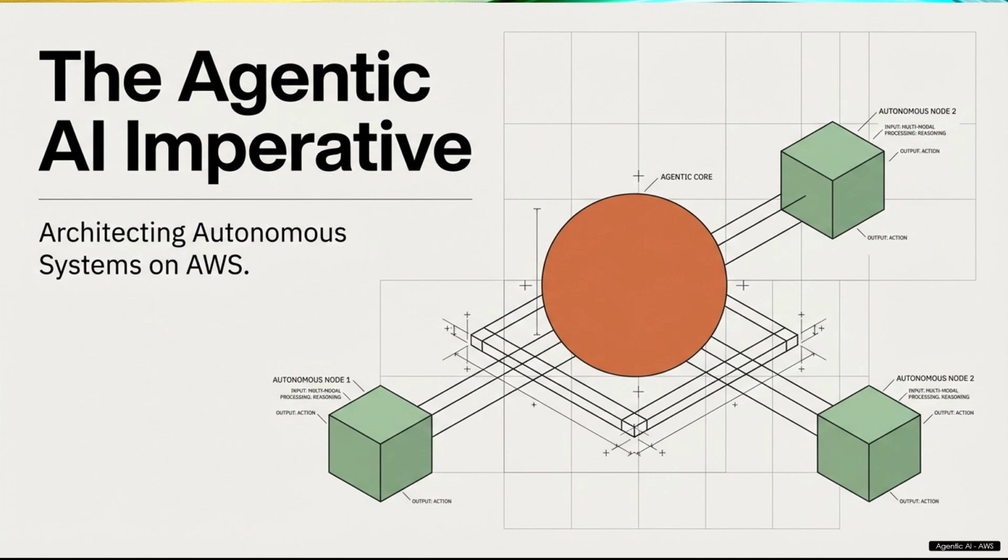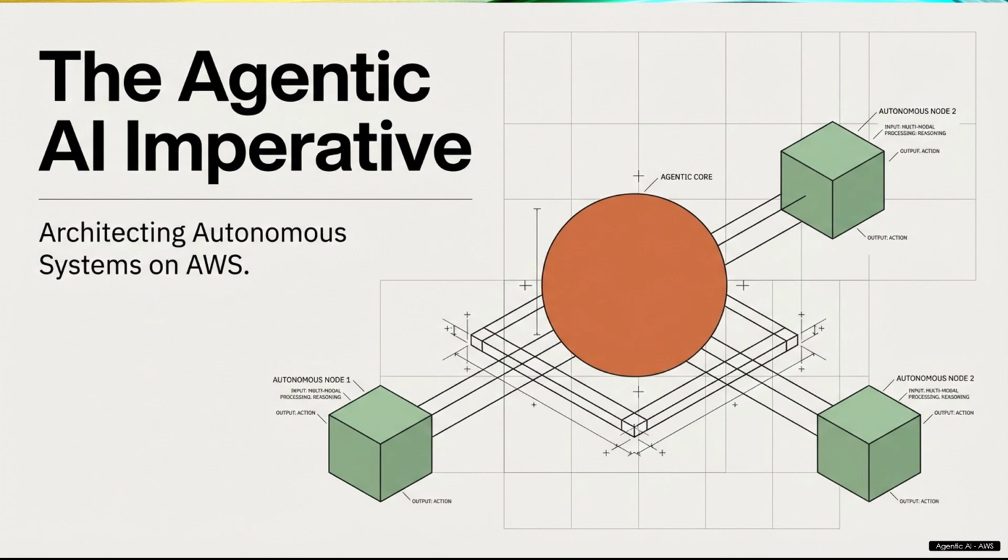So moving to slide 1, the Agentic AI Imperative. The core intent here is the shift from passive tools to active systems. Yeah, the data breaks down exactly how an agentic core delegates to autonomous nodes. The inputs demand multimodal reasoning. I mean, that's expected. But the outputs are strictly concrete action. Concrete action, so it's not just generating text anymore. Right. It's actually executing commands in the environment.